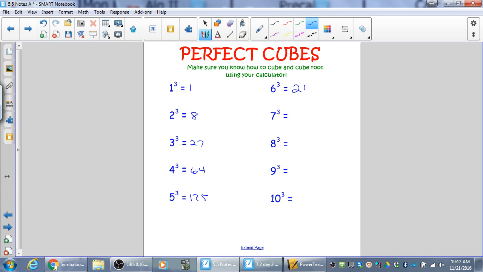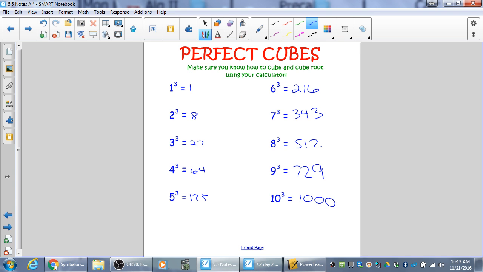6 to the third is 216. Those are the ones I have memorized. I don't have 7 to the third memorized. So if we're going to go above that, we're probably going to let you use calculators anyway. This is 343. This is 512. These are the numbers that you want to look for today with how we're going to factor. That's 729, and I actually know 10 to the third is 3 zeros. 1,000 is a perfect cube. So those are your perfect cubes.